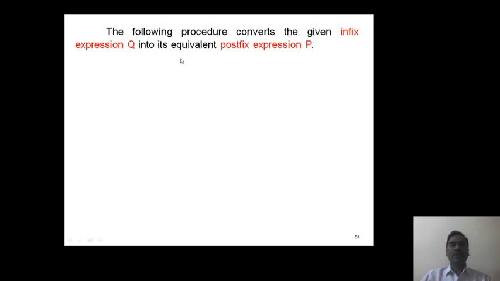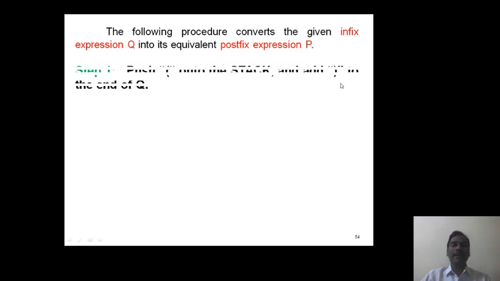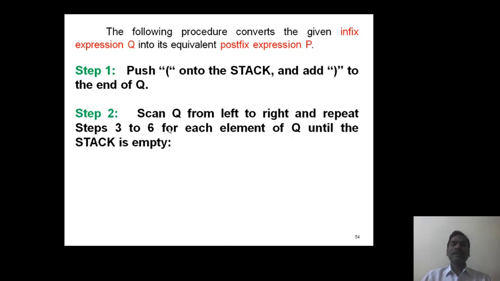Now observe the procedure. This procedure converts the infix expression Q into postfix expression P. Step 1: the procedure starts by inserting a left parenthesis into the stack and adding a right parenthesis at the end of the infix notation Q. Step 2: scan the elements of Q from left to right and repeat steps 3 to 6 for each element of Q until the stack is empty. To implement steps 3 to 6, every time we check whether the stack is empty or not.